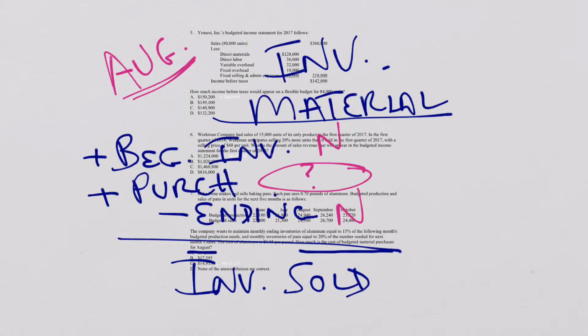Let me say that again. August's beginning inventory is the same as last month's ending inventory, which would have been July. And the July ending inventory is 15% of August's budgeted production needs. That's the goal for beginning inventory for August, or the goal of the ending inventory for July. So let's figure out what that is. Now I'm going to erase the formula for a minute. We'll see it again, I'm sure.